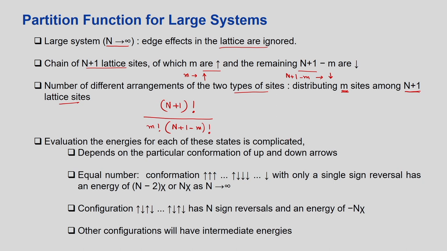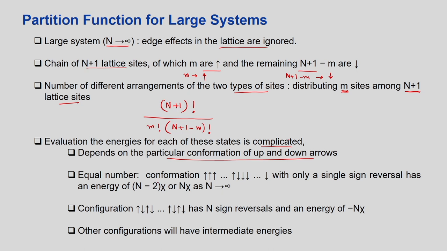But then, to write all this combination is very troublesome. So, evaluation of the energies of each of these states is complicated. It's not easy. How many will you write like this? Because 4, 3, 2 I can write, but how about n, where n is 100, 200, 300? It is difficult because it will depend on the particle conformation, which is up and down.